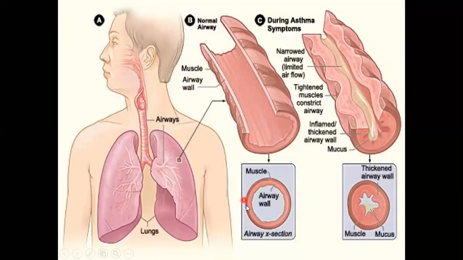Here you can clearly observe that the normal airway cross section has a wide lumen and can freely allow air passage. Coming to the asthmatic patient's airway wall, it is very thickened and the lumen is very narrowed, and it is filled with hypersecretion of mucus. So this leads to obstruction of airflow in the asthmatic condition.